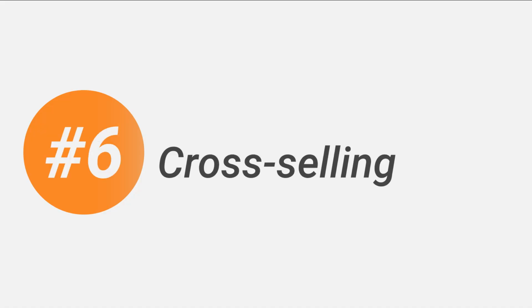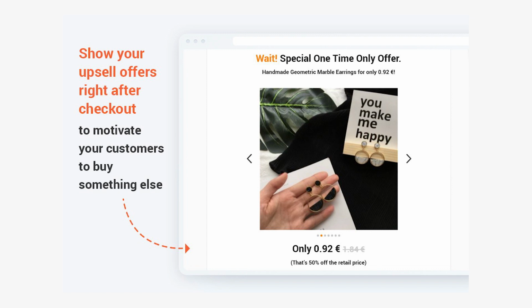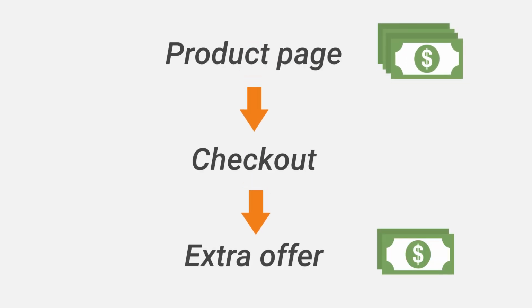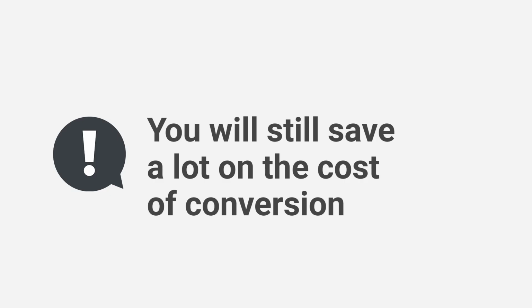Try cross-selling. You can offer extra products not only before an actual purchase but also after. Cross-selling is a marketing technique when you advertise another product right after a customer buys something. The idea is to offer something much more affordable than the initial purchase to stimulate a fast decision. Although in this case, a site visitor will actually make 2 orders, you will still save a lot on the cost of conversion because it's the same person who came to your site from your advertising.